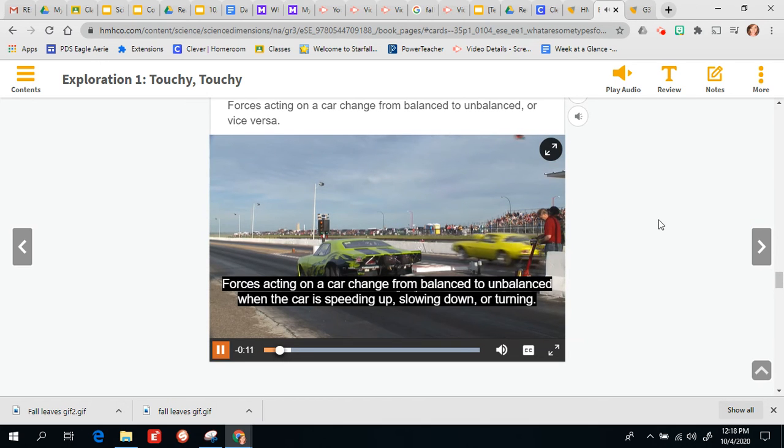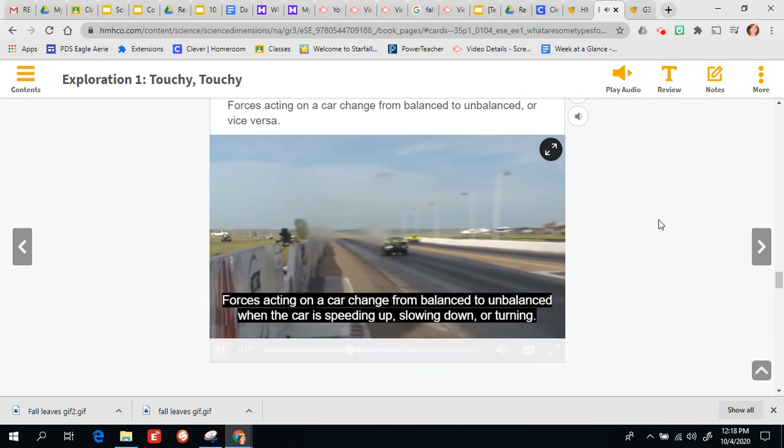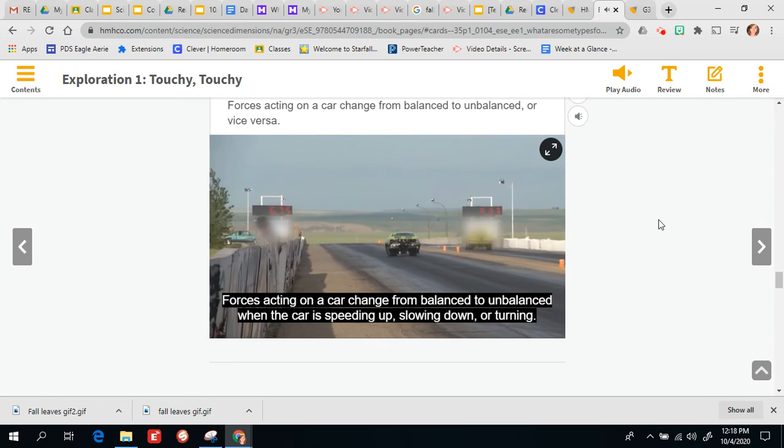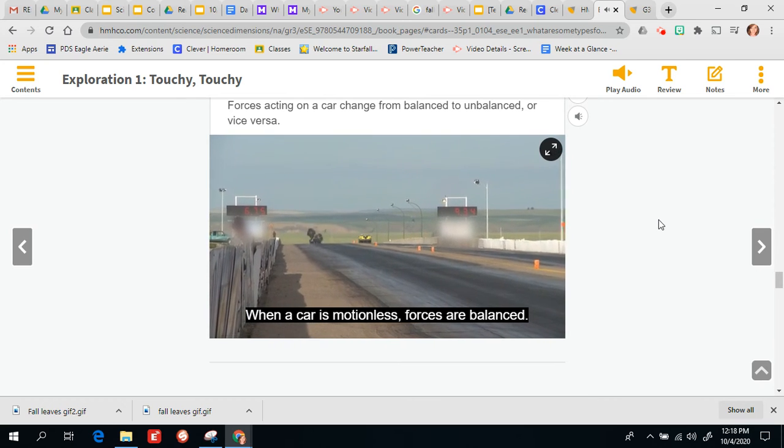Forces acting on a car change from balanced to unbalanced when the car is speeding up, slowing down, or turning. When a car is motionless, forces are balanced.